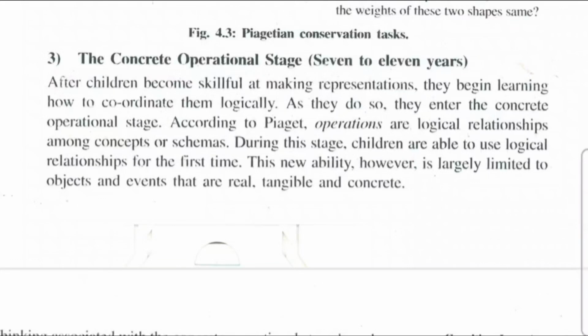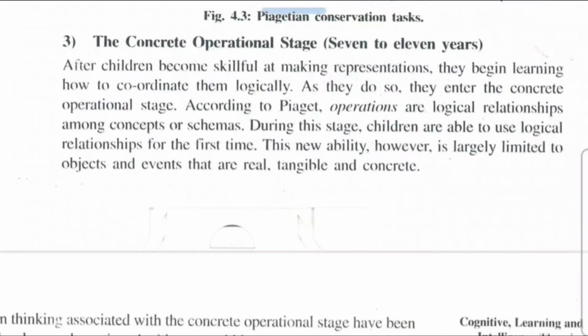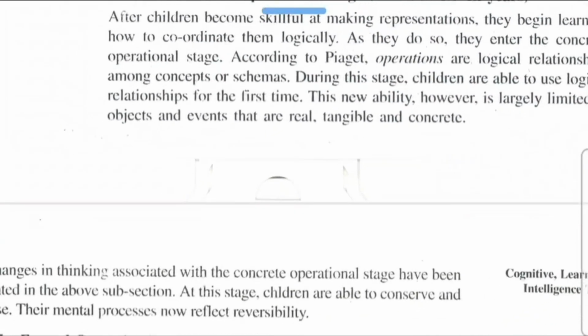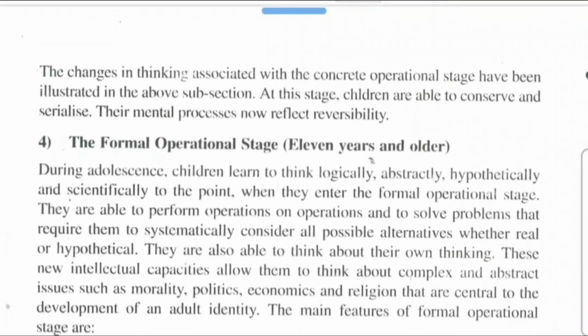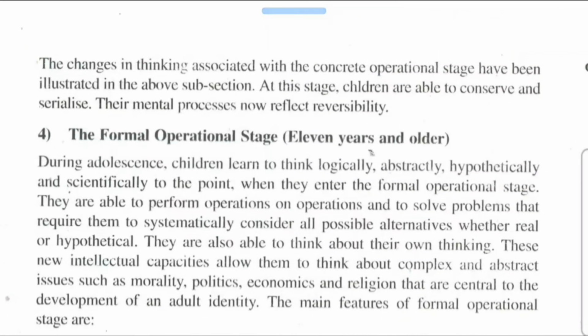According to Piaget, operations are logical relationships among concepts or schemas. During this stage, children are able to use logical relationships for the first time. This new ability, however, is largely limited to objects and events that are real, tangible, and concrete. The changes in thinking associated with the concrete operational stage have been illustrated in the above subsection. At this stage, children are able to conserve and serialize. Their mental processes now reflect reversibility.